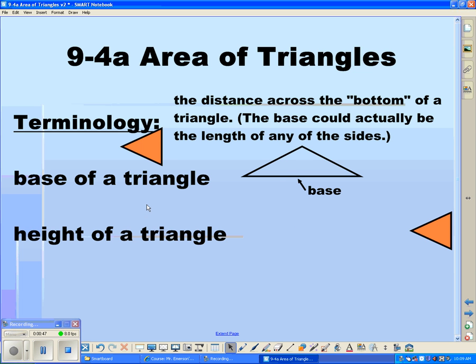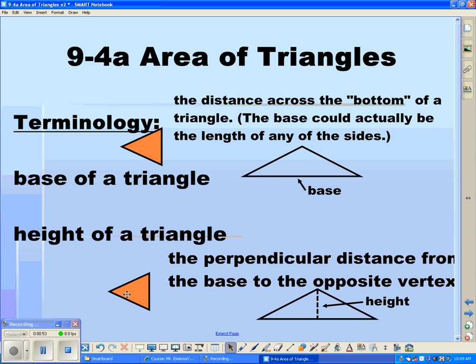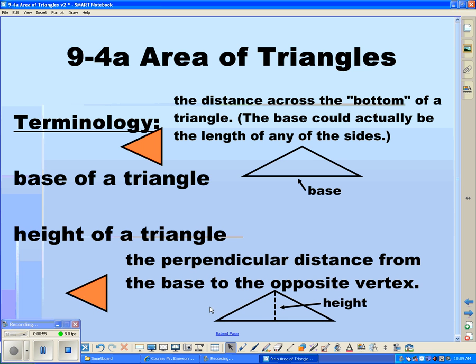In fact, which side of the triangle is the base has everything to do with the next term, which is the height of a triangle. Height of a triangle is the perpendicular distance from the base to the opposite vertex. That's the height. And in this triangle pictured here, the height is shown as a dashed line. You will see that from time to time when you have a triangle where the height specifically is not actually one of the sides of the triangle.